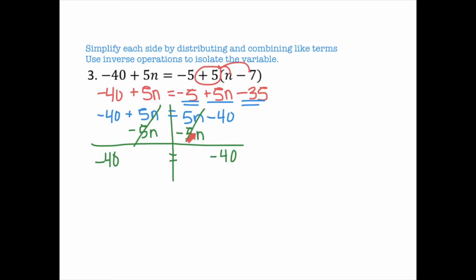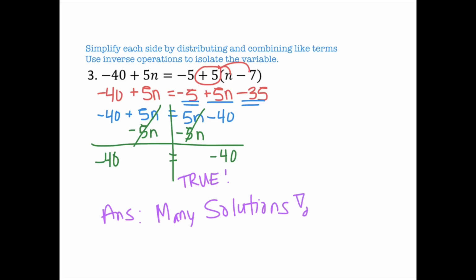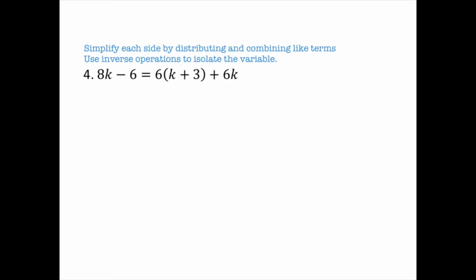My variables have canceled out, and I am left with a true statement. Negative 40 does in fact equal negative 40. So because that is true, my answer to this problem is many solutions. When we have many solutions, there is no check because every single check would work. So this is the first example that we've seen where the variables are canceling out. When I try to put them together on one side of the equation, they subtract out, and I no longer have a variable, but I do have this true statement, negative 40 equals negative 40. I'm going to go ahead and move quickly through this, simplifying before we start solving also.